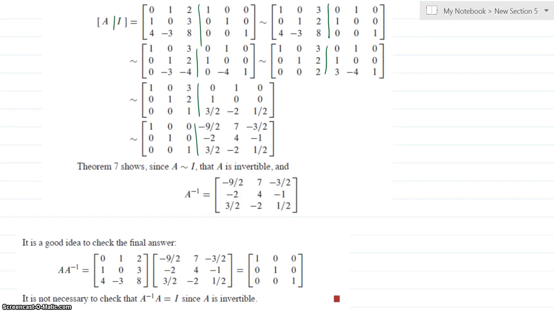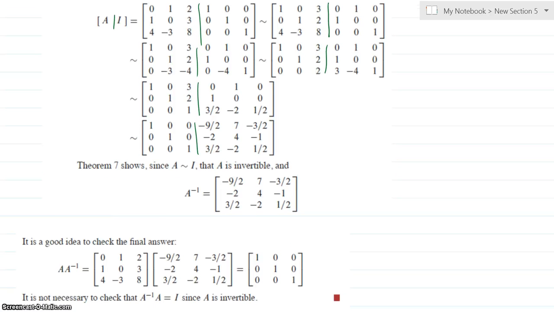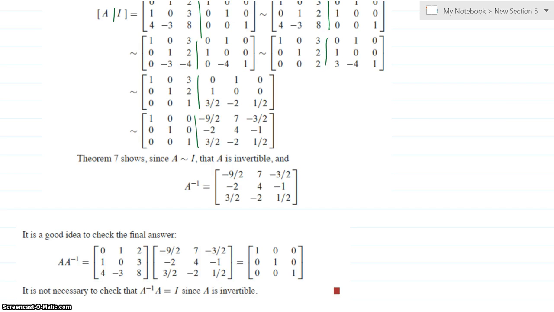It's a good idea to check your answers. So they did a check here. They just looked at A inverse and they multiply them together. And if you do this, you'll see that you get the identity. They say it's not necessary to check the other way around because A is invertible. Once you get this, you know that that must be the inverse. So the other one better equal I as well. But you could check that if you want. So that is another example for you to try.